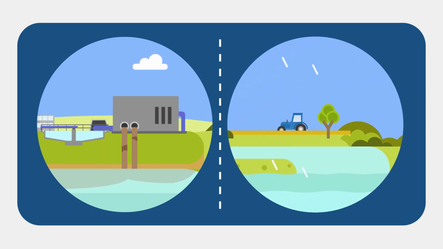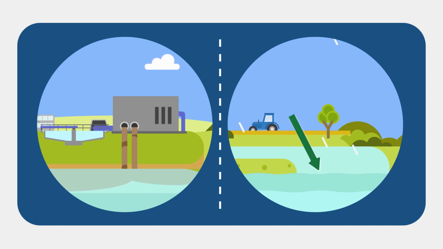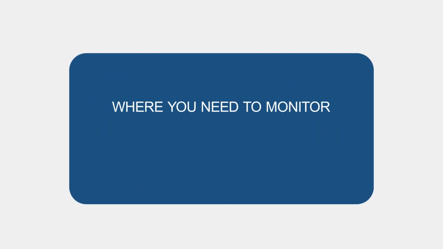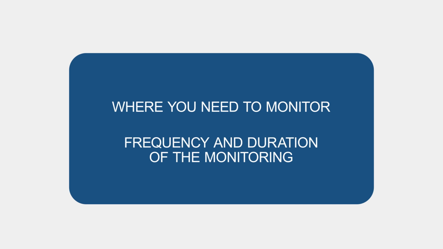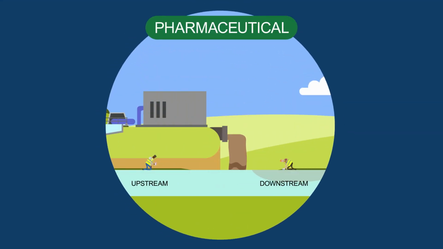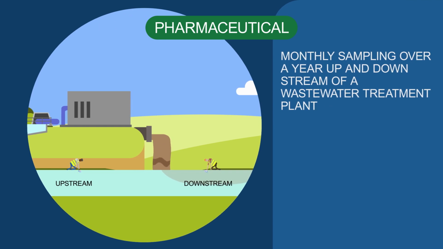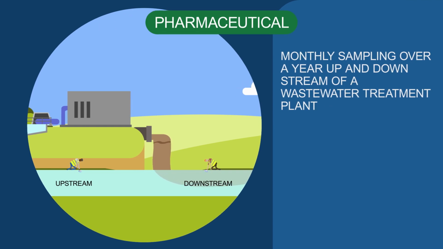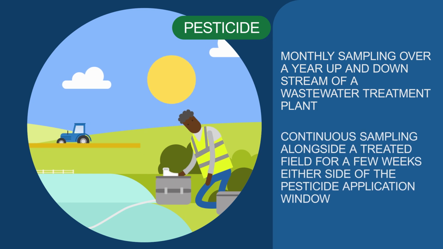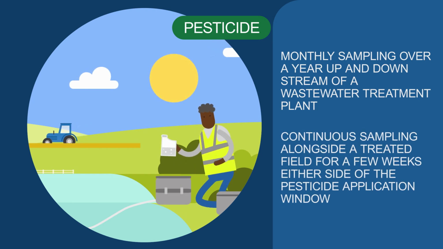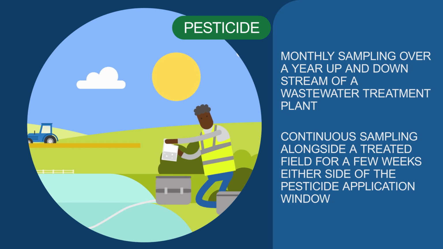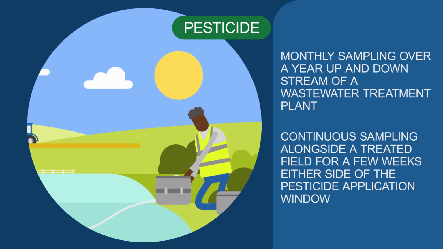On the other hand, a pesticide will run off from a treated field during periods of rainfall, so exposure will be more intermittent. This will help determine where you need to monitor and the frequency and duration of the monitoring. For the pharmaceutical example, monthly sampling over a year up and downstream of a wastewater treatment plant could be the best approach. Whereas in the pesticide example, continuous sampling alongside a treated field for a few weeks either side of the pesticide application window might be the best option.